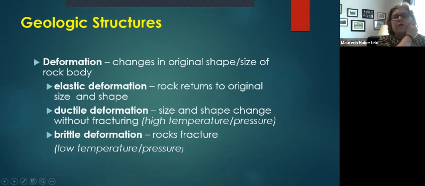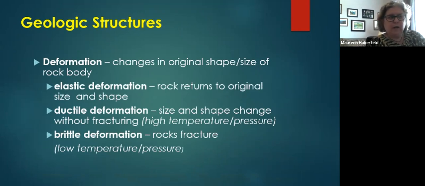Now I want to talk about some geologic structures that we're going to be referring to when we talk about our national parks. There's a couple different kinds of deformation you get in rocks, and that's the change in the original shape and size of a rock body. You can get elastic deformation, where a rock will return to its original size and shape, just like with a rubber band. If you pull a rubber band, even if you snap it and break it, it will go back to its original size and shape, except where you have that little break. So that's what happens to rocks.